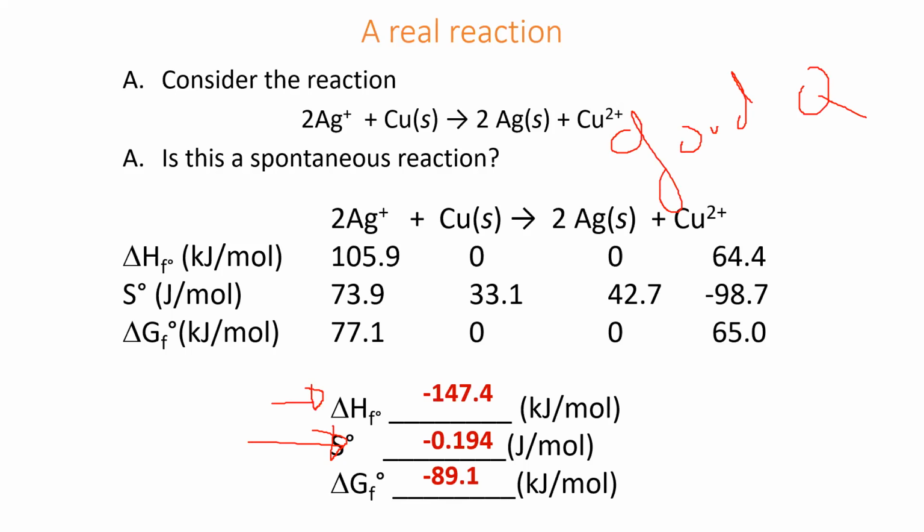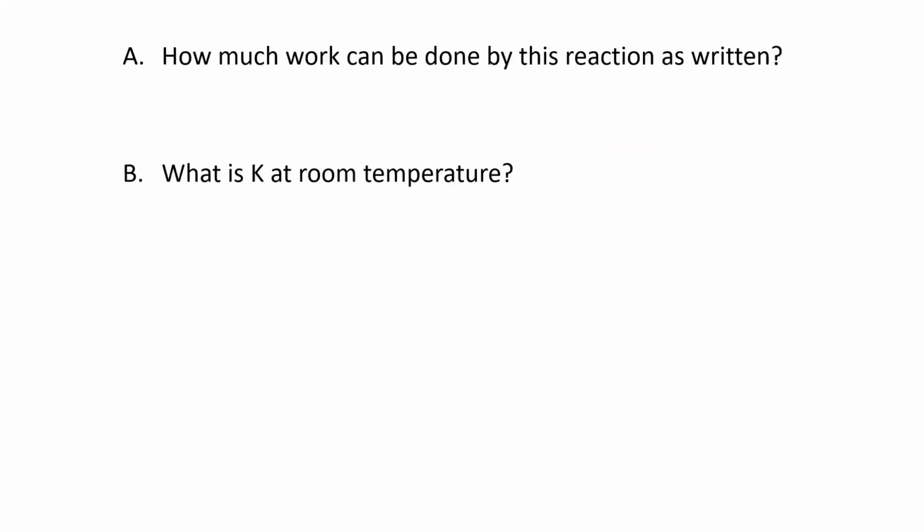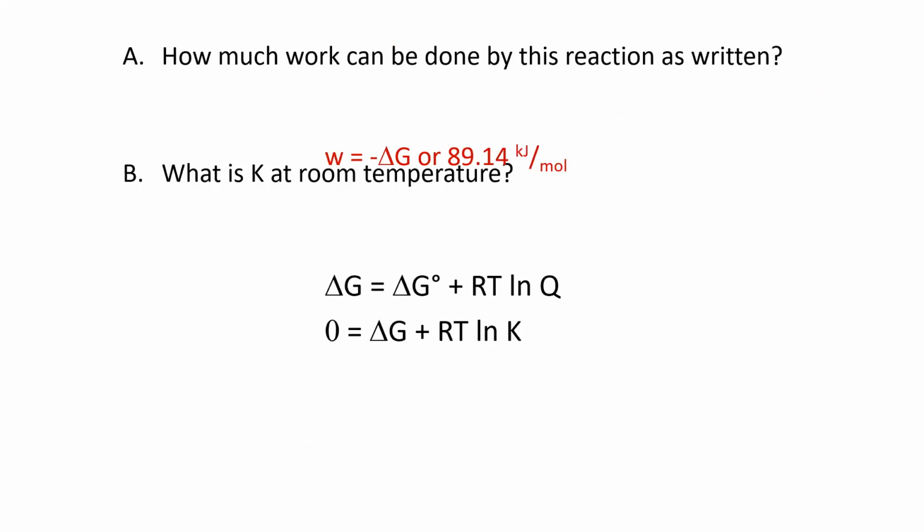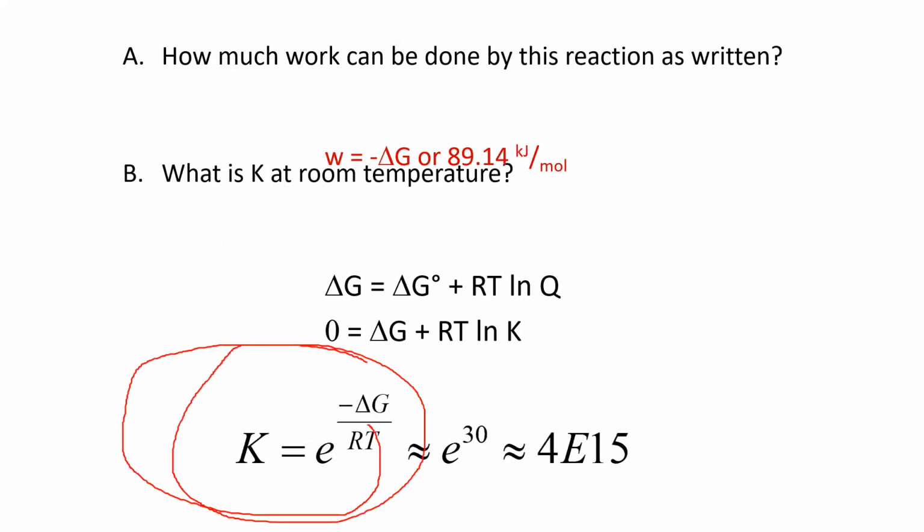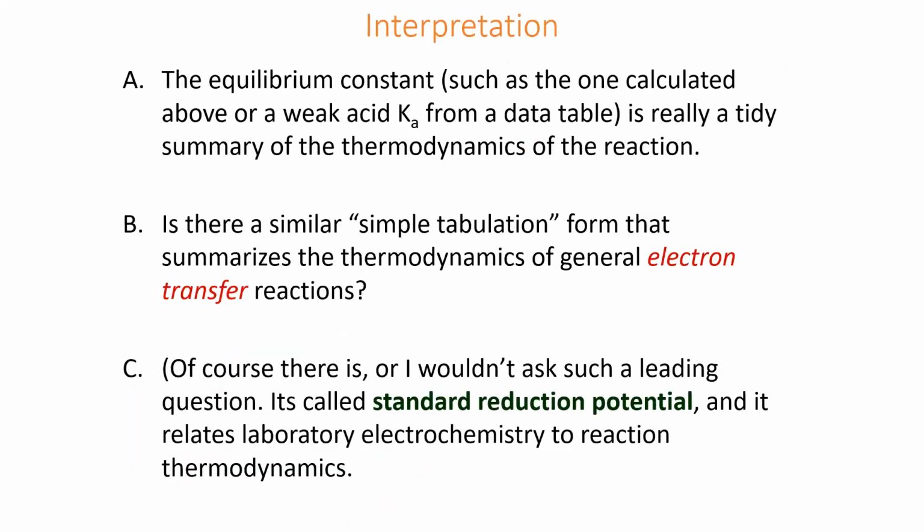It's a little table. Here is an E cell, maybe calculate G and K for that. What's K? We're just using this relationship here. So K is going to be related to delta G over RT, which means that we can get another equation where we're going to relate G to E cell.